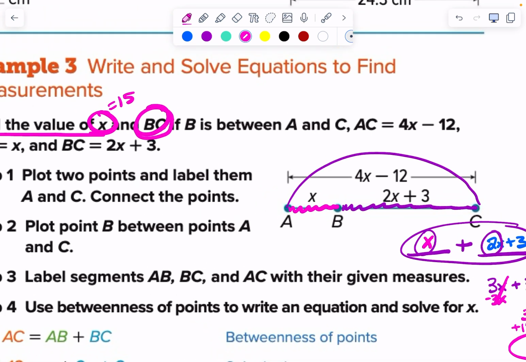They want BC. BC was the 2x plus 3. So 2x plus 3 is 33. Do you see what we just did? I went through that kind of fast. BC is 2x plus 3, so I put 15 in here. 2 times 15 is 30, plus 3, 33. Got it? Was that too fast?